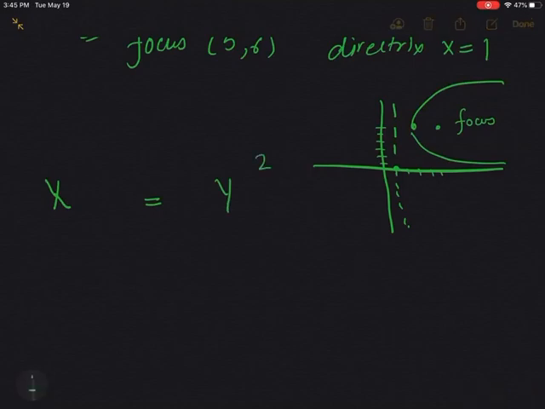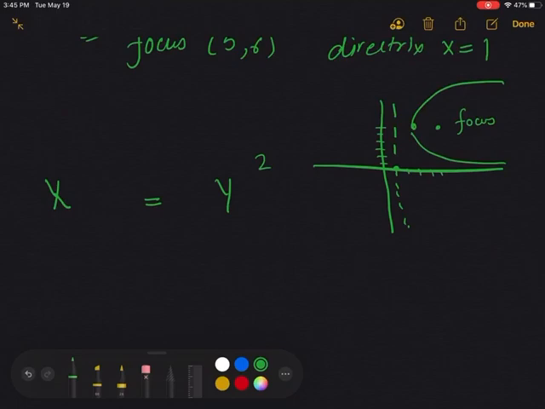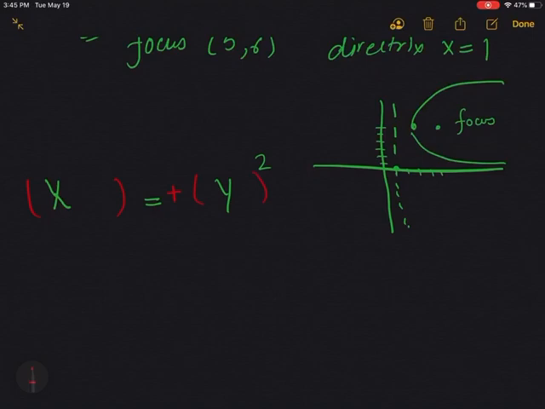Now, what else can I put in is the a value. Since it opens to the right, a needs to be positive. So I know a needs to be positive. Now we need to find h and k. So basically h and k is the vertex point. The vertex is not drawn there, but you know the vertex is going to be in between the line and the focus point.